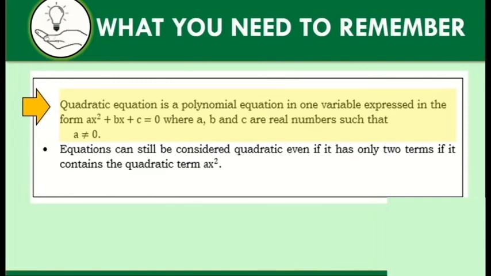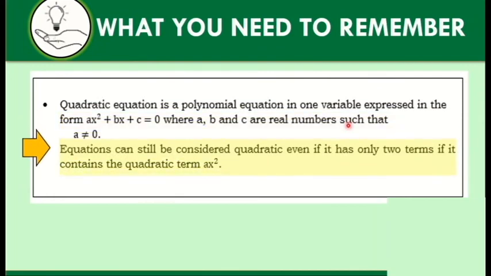So what you need to remember. A quadratic equation is a polynomial equation in one variable that is expressed in the form of ax squared plus bx plus c is equal to 0, where the values of a, b, and c are real numbers such that a is not equal to 0. Another important point is that equations can still be considered quadratic even if they have only two terms, if they contain the quadratic term ax squared, like the examples that we had earlier.